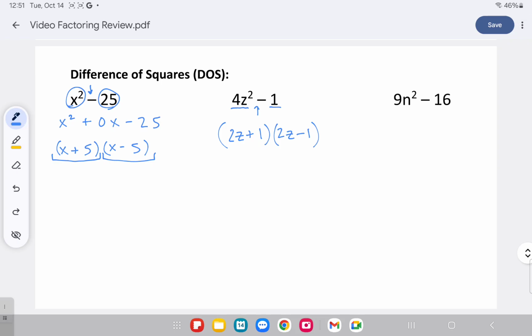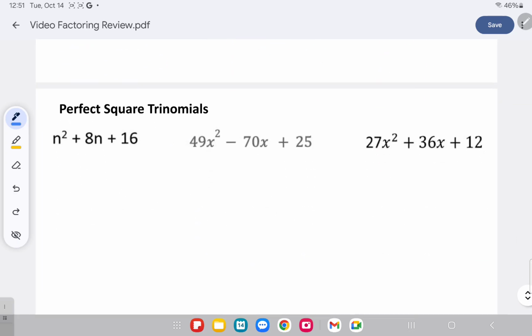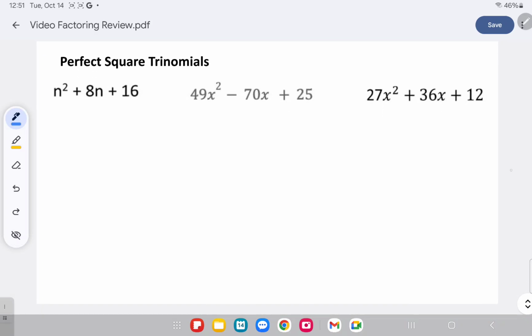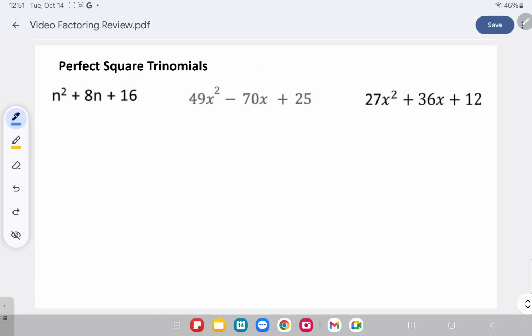Just like before, if there is a GCF, you do need to take the GCF out first, even if they are both perfect squares. In this case, though, here's another example. These are both perfect squares and there's no GCF. Square root of 9n squared is 3n. Square root of 16 is 4. That's 3n plus 4, 3n minus 4. But if there would have been GCFs, we would need to factor that out.